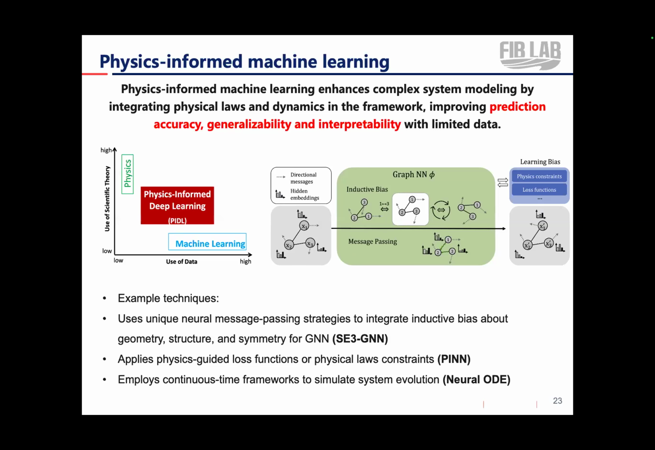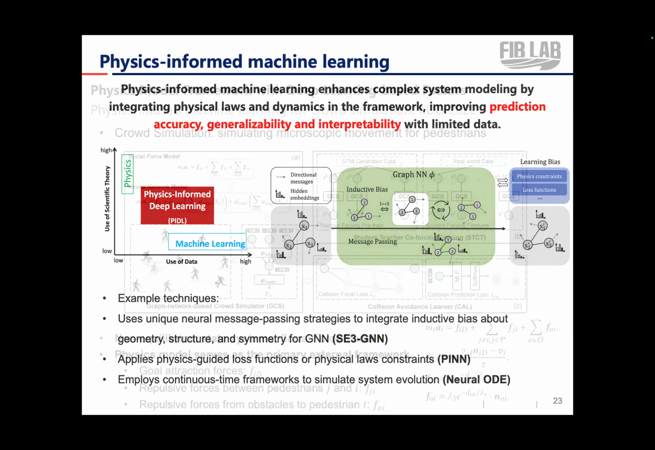In this scenario, since in real-world networks the geometry of the network is very important, we can use some geometric deep learning methods to design the graph neural network. We can also apply some physics-based loss functions to add constraints on the neural network. And finally, we can also employ a continuous-time framework to simulate the system evolution.